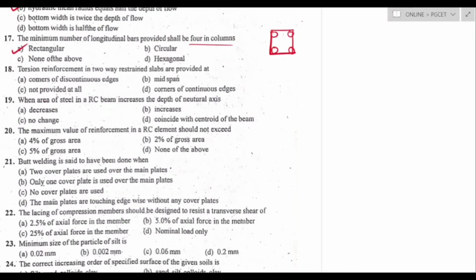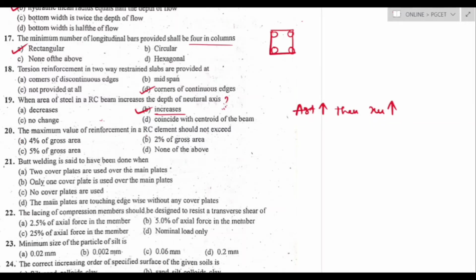That is rectangular columns. Question number 18. Torsional reinforcement in two-way restrained slabs is provided at corners of the continuous edge. Option D is the right answer. Question number 19. When area of steel in an RC beam increases, then the depth of the neutral axis is: as the percentage of area of tensile steel increases, the depth of the neutral axis also increases. So option B is the right answer. If Ast increases, then Xu also increases. This is the relation. So option B is the right answer.